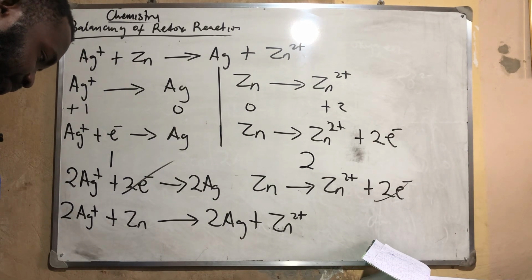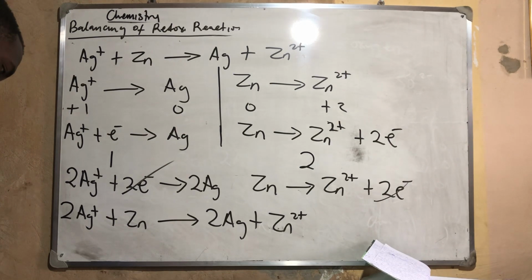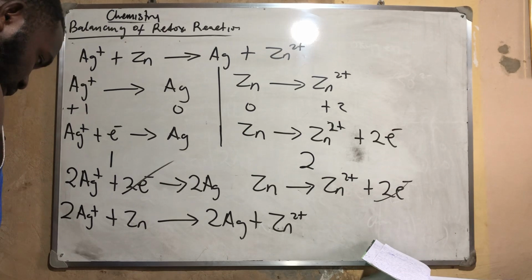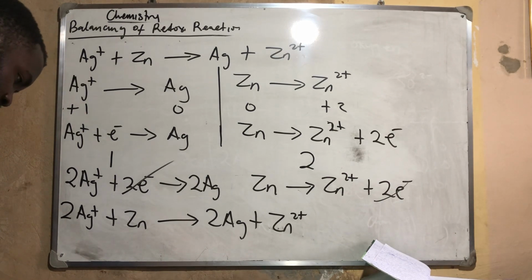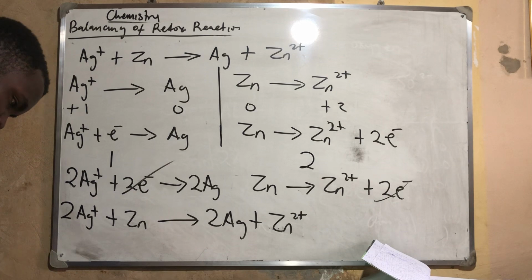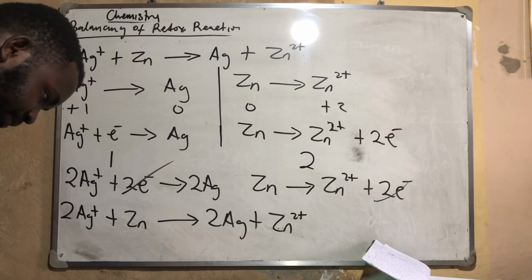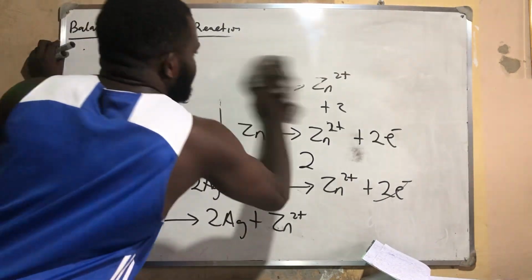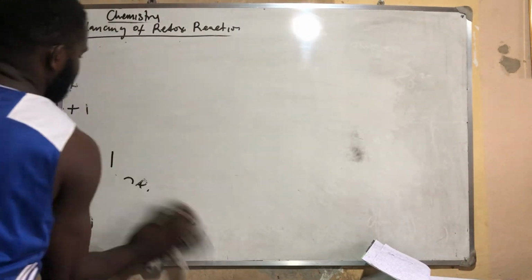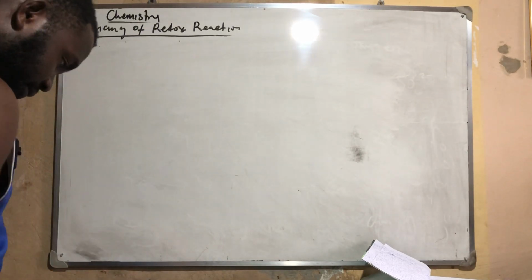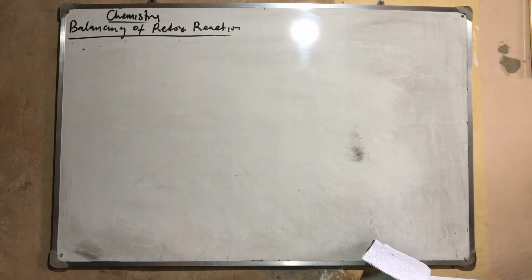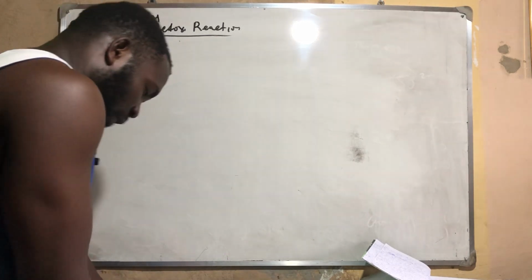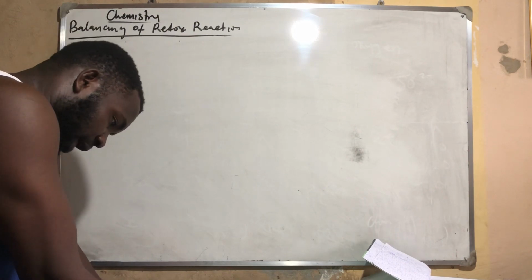Okay, so the next thing we talk about is balancing redox reaction when there is a presence of oxygen. Please, if there is the presence of oxygen, it is not the same thing as the one we did before. So write a subheading that says balancing redox reaction when there is a presence of oxygen. You can write it. When a species contains oxygen, it is balanced in a different form.